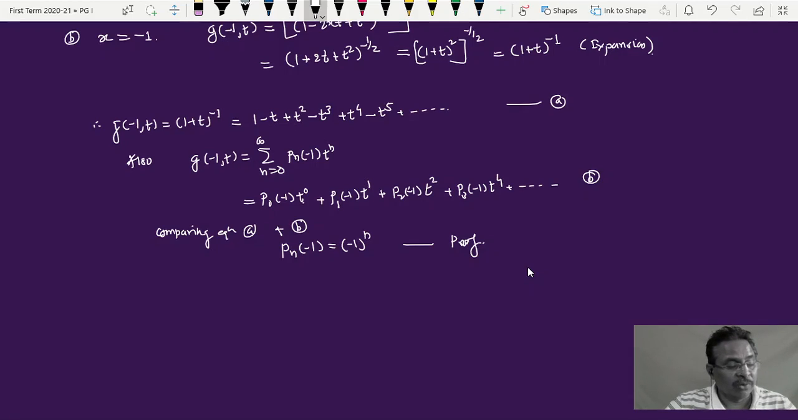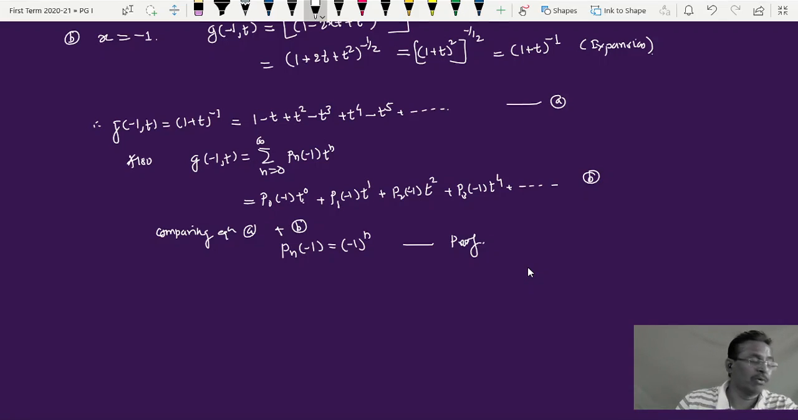Now next part, there are not many more properties, but two more we'll discuss. One is called the Rodrigues formula, and the second is orthogonality. Orthogonality is one of the very important properties from the postgraduate point of view. But for UG also we are going to discuss a little bit about that, because in quantum mechanics the orthogonality of functions plays a very vital role. What is that? That also we are going to discuss maybe in tomorrow's lecture.